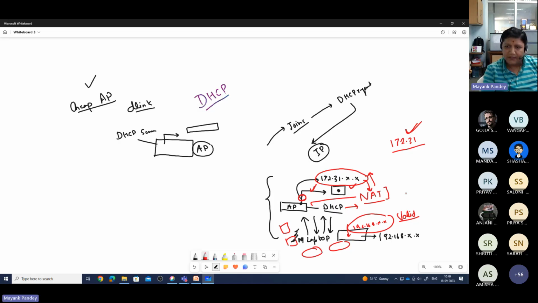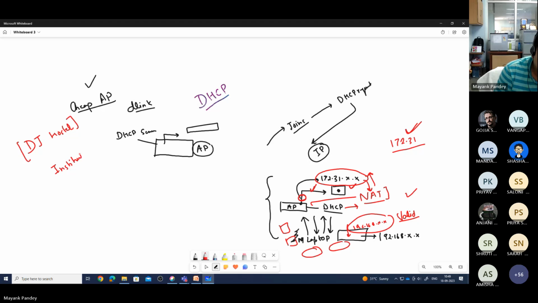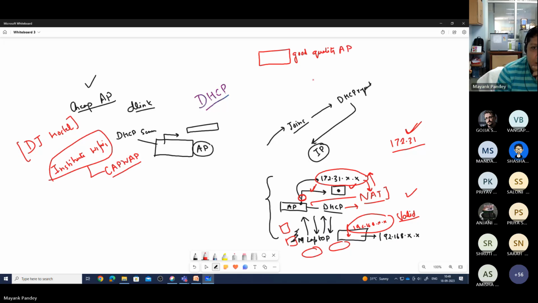This is regarding our cheap access point. If you go to DJ hostels, I'm taking the example of DJ hostel. I'm not taking the example of institute Wi-Fi, which are there in Patel, Raman, and other hostels. That is very different. That is based on CAPWAP, which we'll be discussing after the mid-sem examination. That's a different thing. But DJ hostel has got good quality access point from the institute.